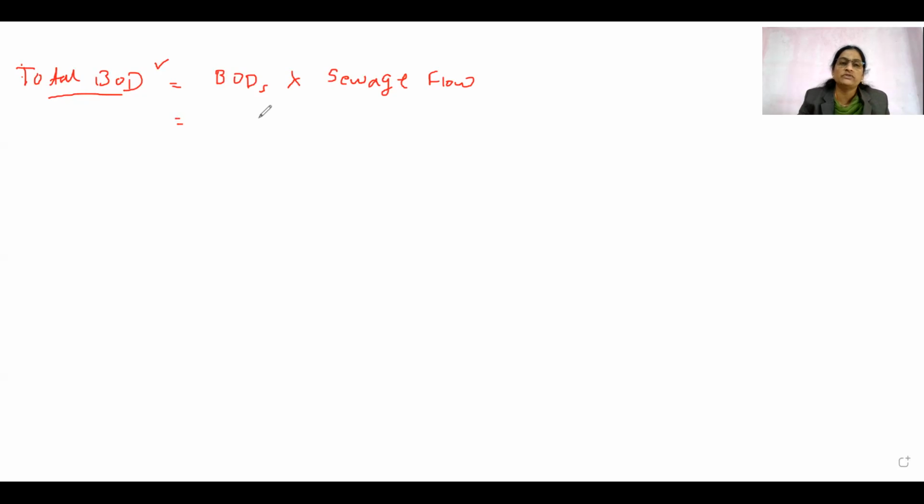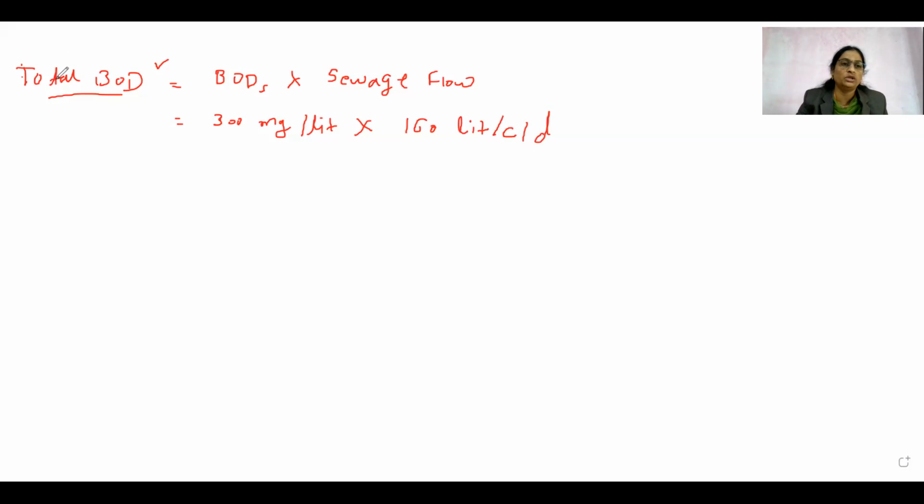So BOD5, how much is given to you? Speak out, please. 300 ppm, ma'am. Yes, it is given as 300 ppm. So I will write here 300 milligram per liter. 300 ppm means 300 milligram per liter. Sewage flow, how much is given to you? 160 liter per capita per day, LPCD, is given to you.